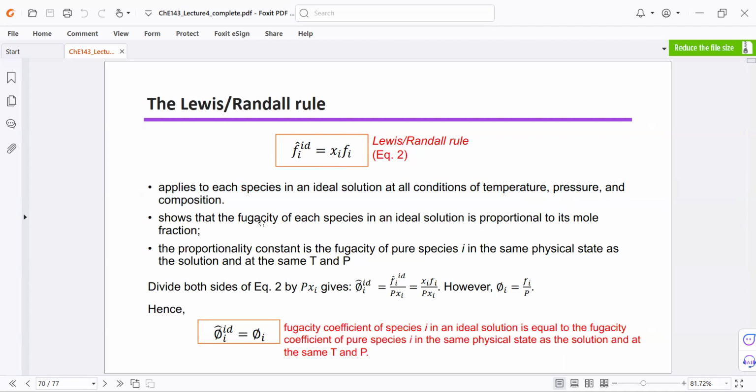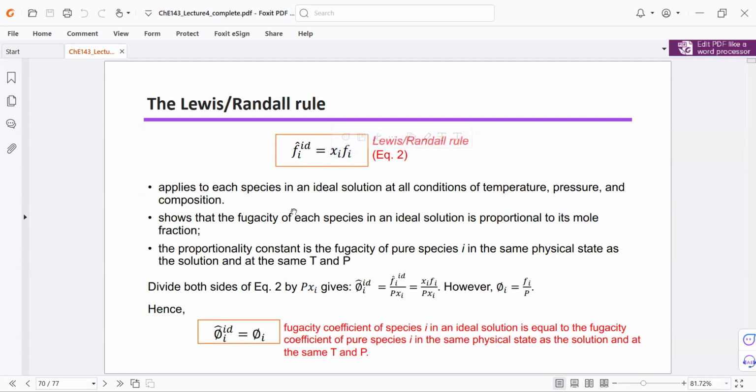So as I mentioned, it shows that the fugacity of each species in an ideal solution is proportional to its mole fraction. And the proportionality constant is the fugacity of the pure species i in the same physical state at the same temperature and pressure. Okay, so f sub i is the pure species fugacity. So if we have that and we know the mole fraction, we can calculate the f hat sub i, or the fugacity of the species when it's in the ideal solution.